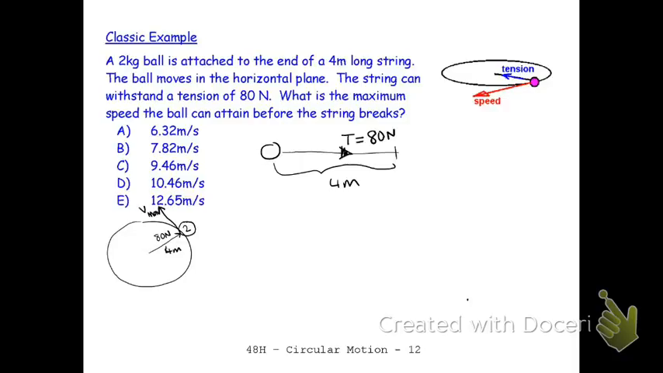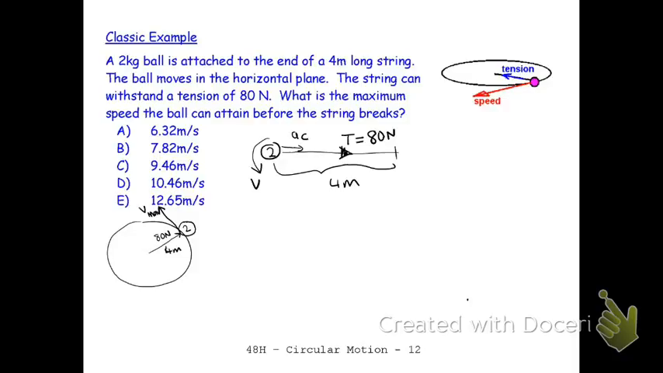So there's my tension. I can't really draw my velocity here, so I'll do it like that and put it down as V. And then my mass, of course, is 2. So I've got all my information there. I've also got my AC, of course, there.